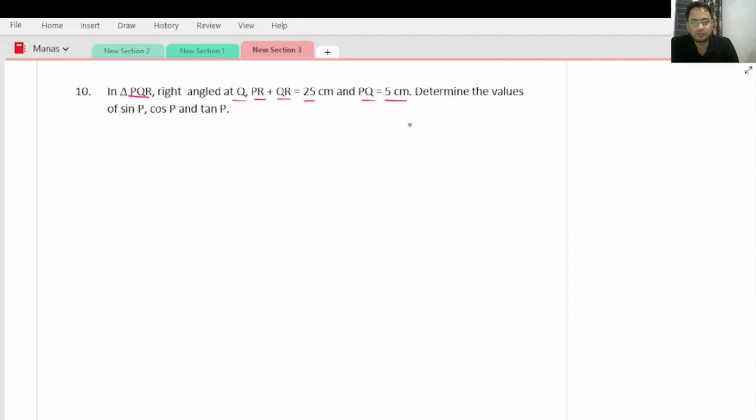Okay, so first of all, you need to interpret the question properly. So first make a right angle triangle. I already told you. Here it is telling that right angle at Q, so you can write it as Q. This you can write as P and this you can write as R. So triangle PQR is a triangle, right angle at Q.